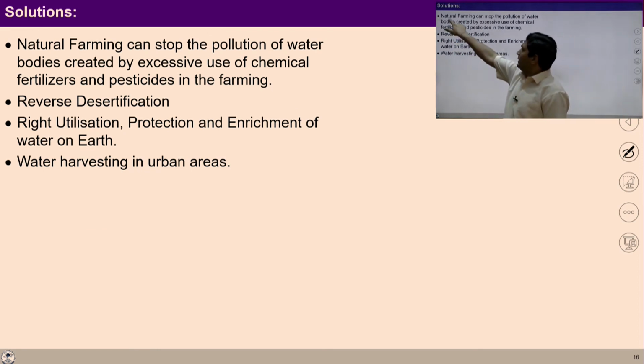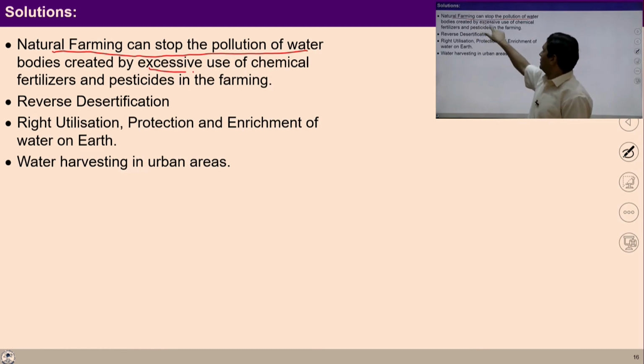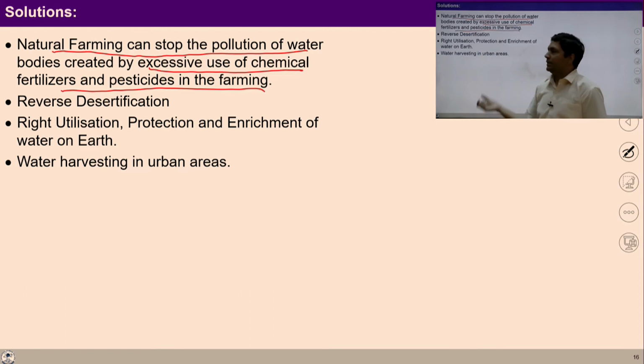Similarly, as a solution, natural farming can stop the pollution of water bodies, which is caused by the excessive use of chemical fertilizers and pesticides in farming. So instead of encouraging this kind of farming, we can encourage natural farming. Similarly, we can reverse desertification. We may develop more forests so that desertification can be reversed.